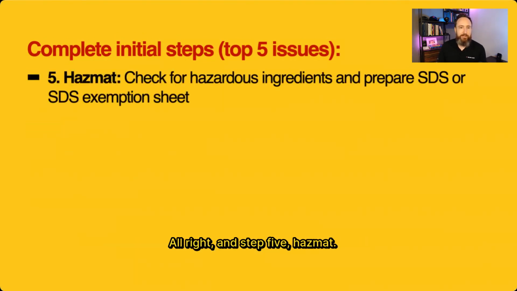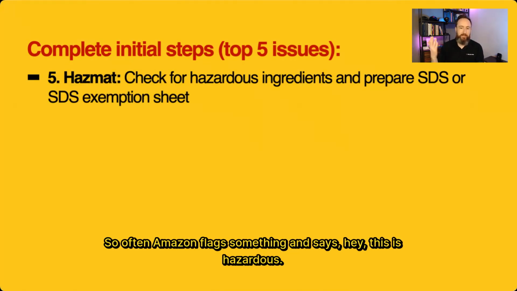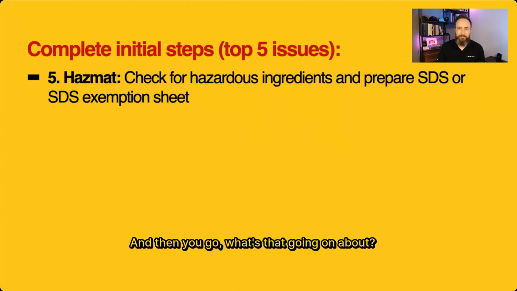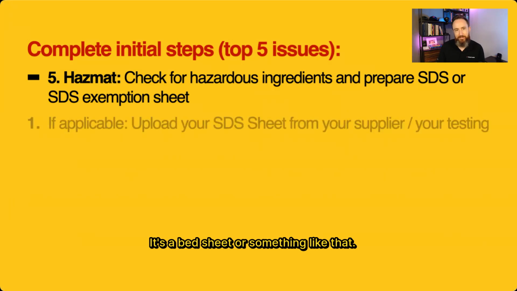All right. And step 5, hazmat. So often Amazon flags something and says, hey, this is hazardous. And then you go, what's that going on about? It's a bedsheet or something like that.